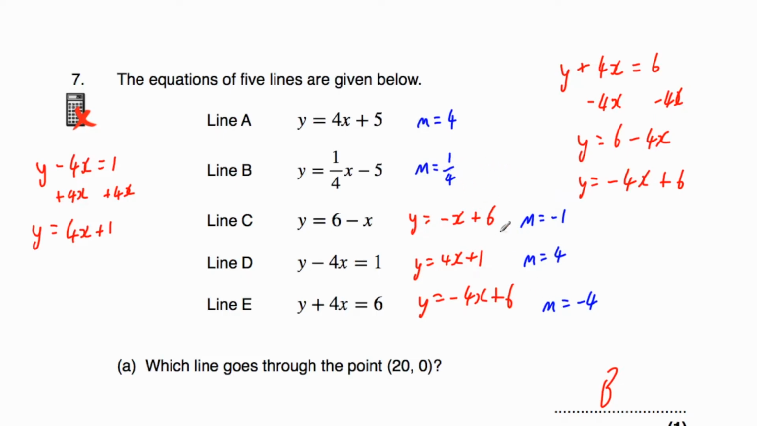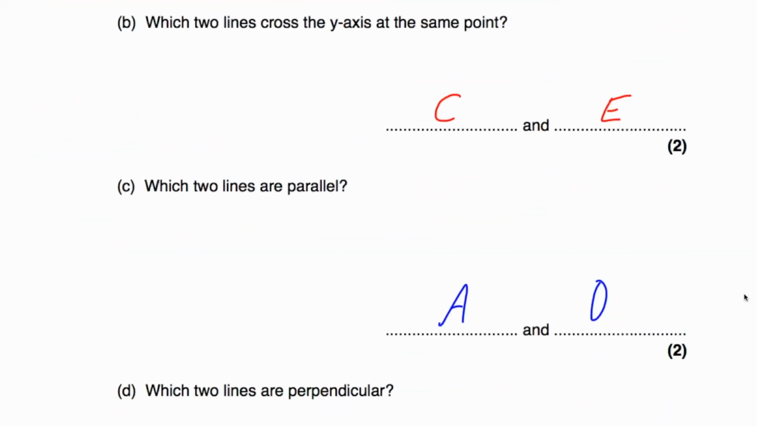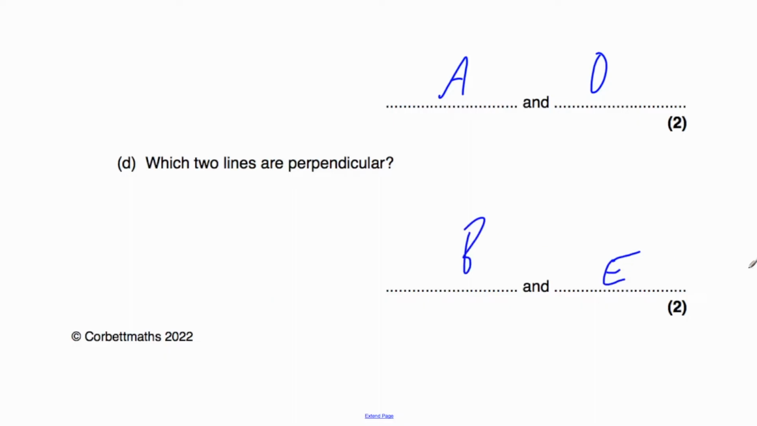Oh, so the lines B and E are perpendicular to each other, because as you can see, the negative reciprocal of a quarter is minus 4. And also you can check by doing a quarter times negative 4, and that's equal to negative 1. So because the two gradients times together to be negative 1, they're perpendicular. So let's write that down, B and E.